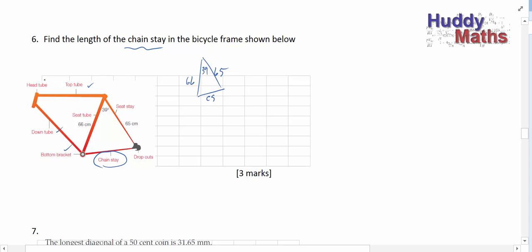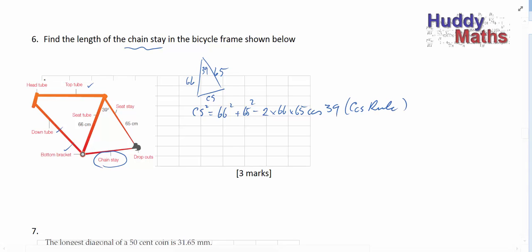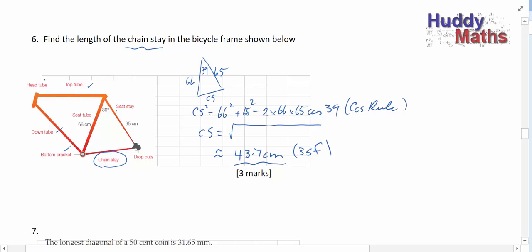Now in that sort of configuration, it's going to be the cosine rule. So CS squared is 66 squared plus 65 squared, take 2 by 66 by 65 by the cos of 39. And that's the cosine rule. Okay, so here you could put this in as CS is the square root of all of those, so approximately 43.7 centimetres. Again, we'll go to 3 significant figures because they don't say anything. So you either give your answer exactly if it's integral, or you go to 3 significant figures in this course. So we have that, we need to take the root of it, and then the answer out of 3 then.